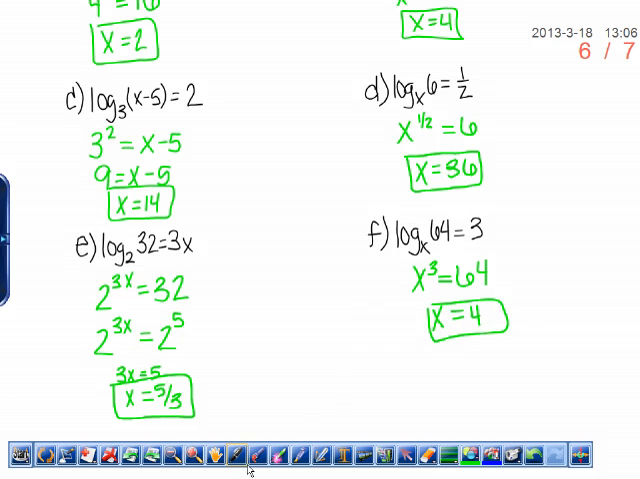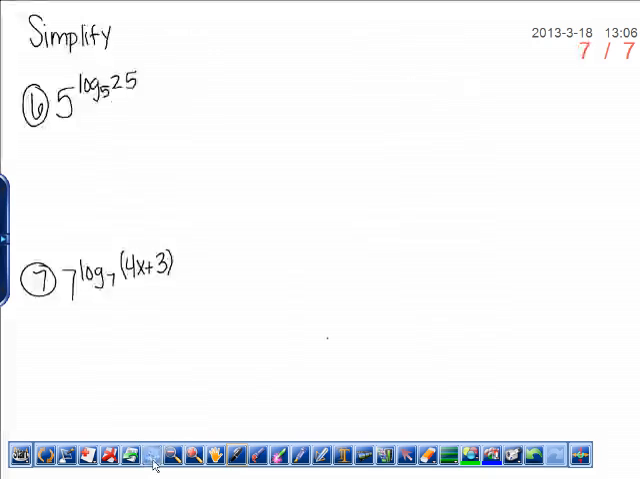If it was log x, 64 equals 2, would you have a positive, negative, or just 8? You can't have negative, because remember that your base has to be greater than 0. Okay. All right.